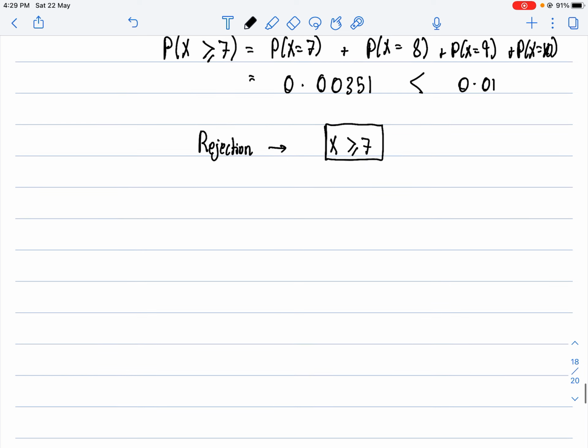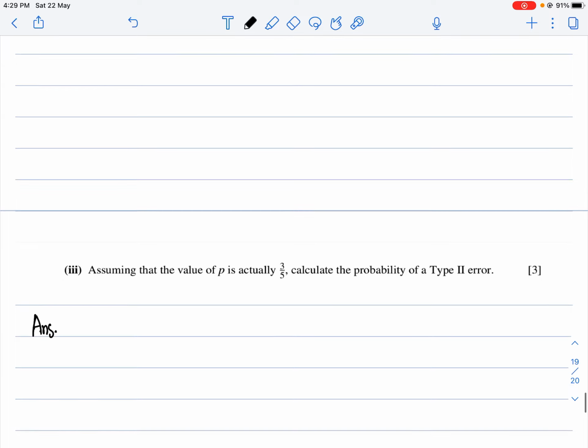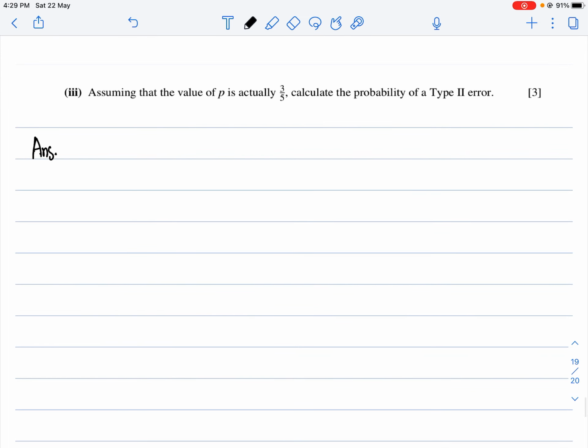So basically the probability of a type 1 error is 0.00351. So my final answer should be 0.00351. Now, assuming that the value of p is actually 3/5, calculate the probability of a type 2 error. The probability of a type 2 error is basically the probability of accepting your null hypothesis, but the null hypothesis being false.